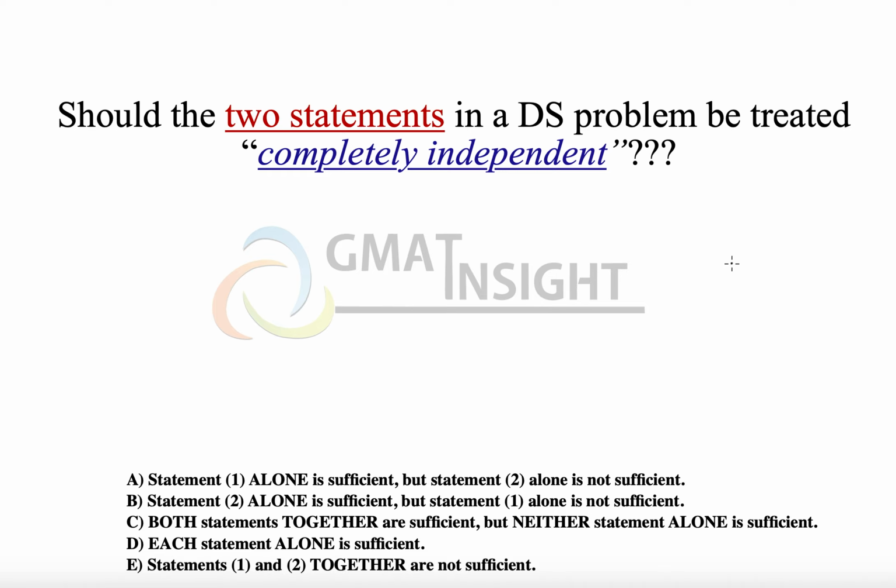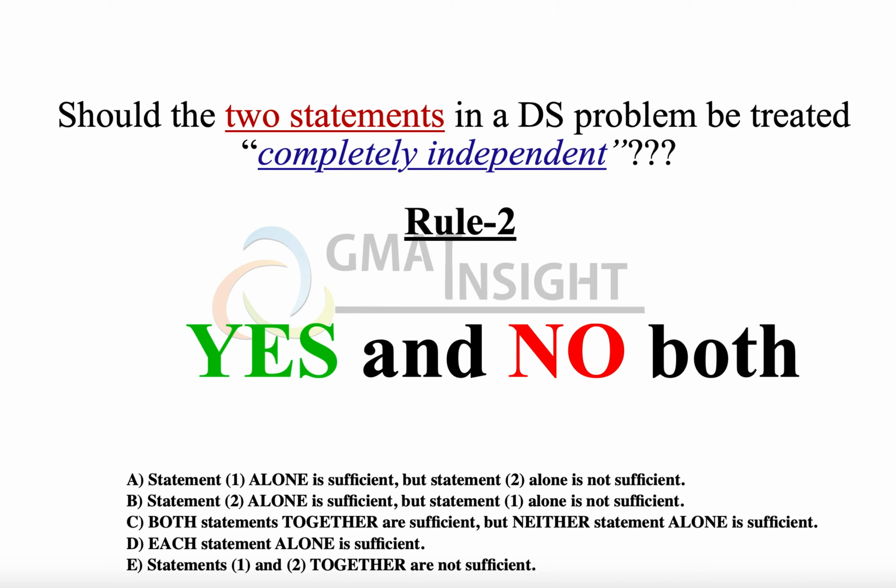Hi, welcome to this video lesson, and now in this video lesson we will discuss rule number 2. In the previous video you must have seen rule number 1 of data sufficiency, and here we would just like to understand whether the two statements in a data sufficiency problem should be treated completely independently while we are inferring the information out of them. Then the answer to this question is yes and no both, and that's rule number 2.